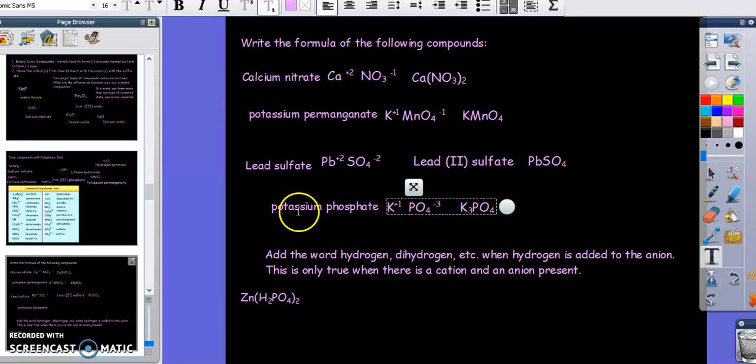And then the last one right here, you add the word dihydrogen whenever hydrogen is added to the anion. So the anion happened to be the PO4, and this is only true when there's a cation and an anion present. And so that is zinc. Here is zinc 2 dihydrogen phosphate. So I have told you in its name how many hydrogens are present.